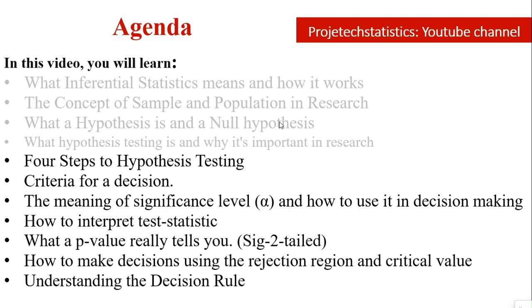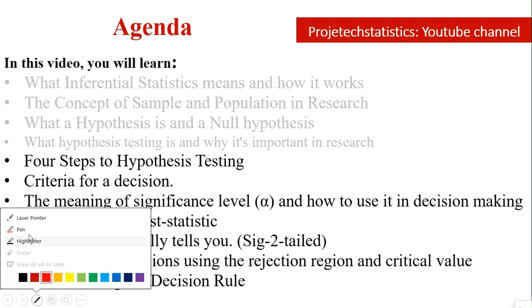In this video, we are going to learn the 4 steps of hypothesis testing. We have already discussed the very first step in hypothesis testing in the first part. I encourage you to watch that video. Here, we are also going to talk about the criteria for decision making, the meaning of significance level, and how to use it in research analysis.